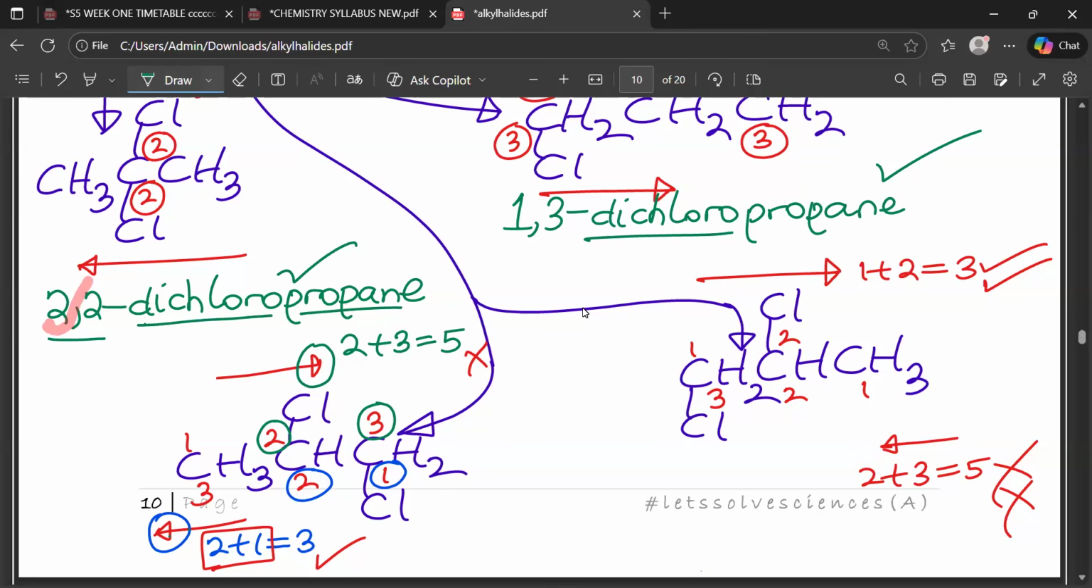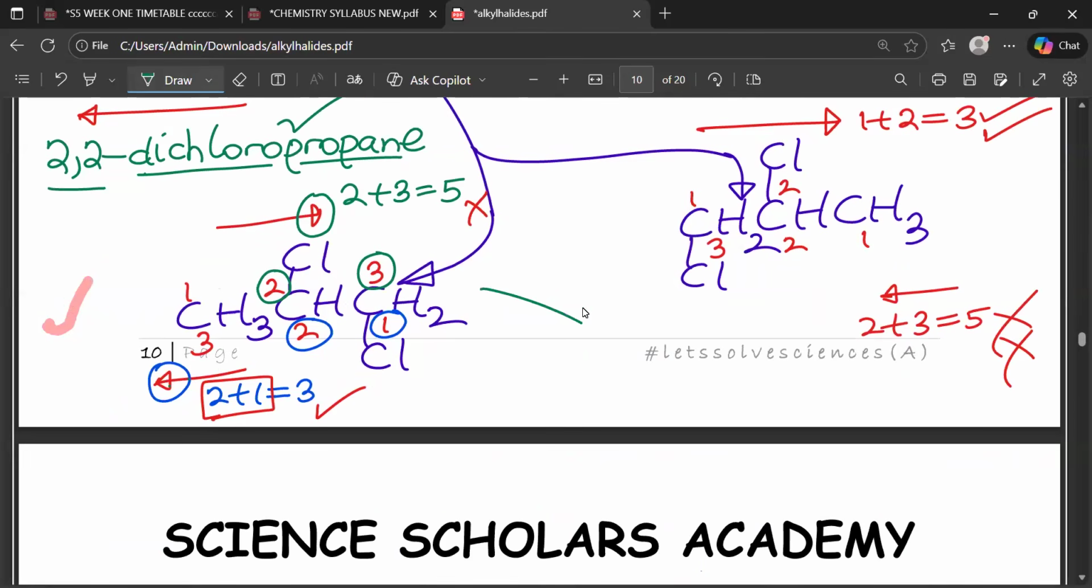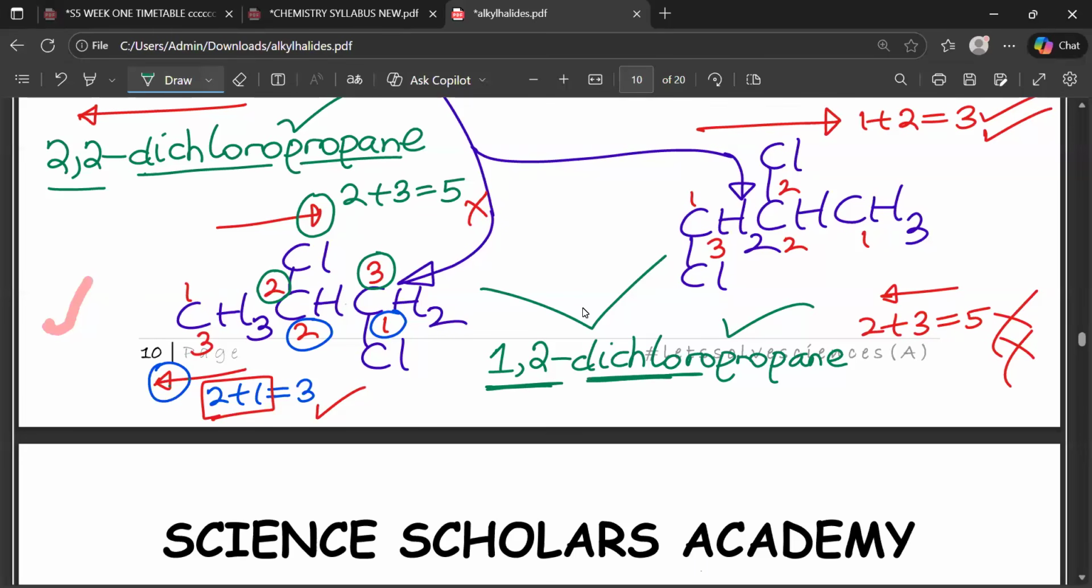That's all you need. Then these ones, they are different, but because of the rules of nomenclature, both of them are 1 and 2. So I also come and say these ones are 1 and 2. So I also come and say 1, 2, dichloropropane. Hope you know why it's 1, 2. Hope you know why it's dichloro. Hope you know why it's propane. That's all you need.